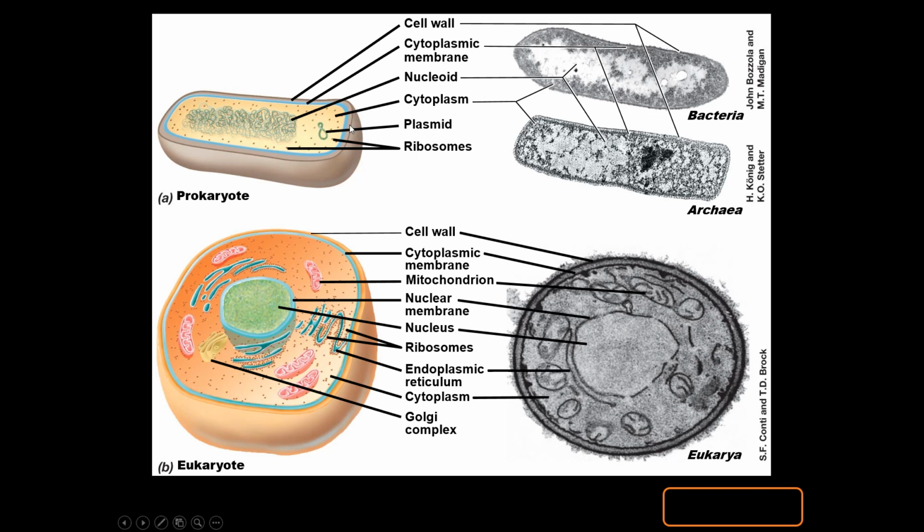Outside of that, there may or may not be a cell wall. It depends on what kind of cell you have, like whether it is a plant cell or an animal cell. Plant cells do have a cell wall, animal cells don't. Almost all of the prokaryotes are going to have a cell wall, but again, there are exceptions to that rule.